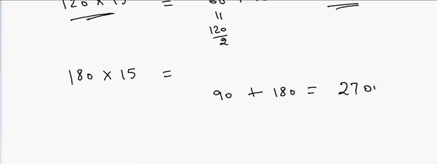So again, if I have 180 to multiply by 15, that will be equal to half of 180 is 90 plus 180, so 18 and 9, that's equal to 27. Two zeros in the end, so that's our answer.